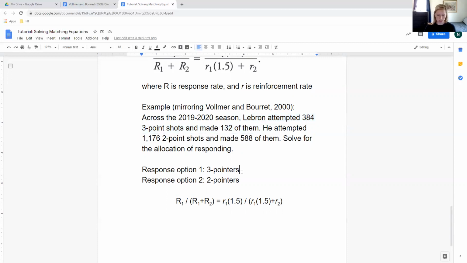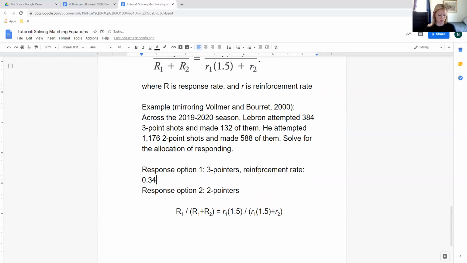So to calculate reinforcement rate, we want to look at how many attempts he made versus how many he scored. So we have 132 completed three-point shots out of a total 384 three-point shots that were attempted. If you divide 132 by 384, he made the three-point shots on 34%, or 0.34 as a proportion, of the time. So on 34% of attempts, he made the shot.